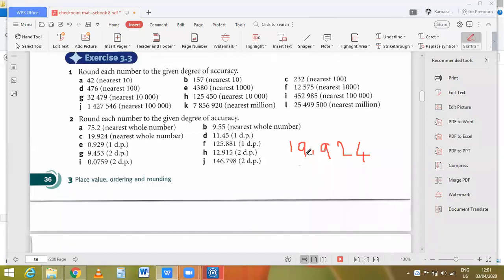And also you can look at our decider, this 9. 9 is bigger than 5. That's why you will add one more. 19 plus 1 is 20. You don't need to write the other numbers here because it is asking for whole numbers. Whole numbers don't have a decimal point.